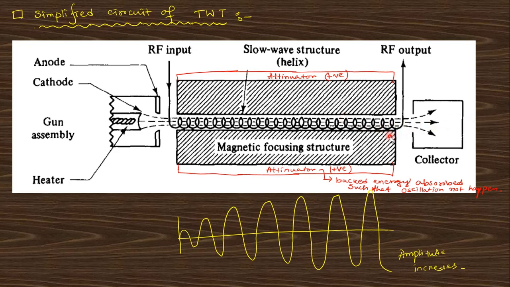You can remember this point, here the wave is traveling, but in case of the klystron the wave is not traveling. These are standing at the two cavity resonator, right. So in the klystron the wave does not travel, but in TWT, that is the traveling wave tube, the wave travels and moves from one point to another point.